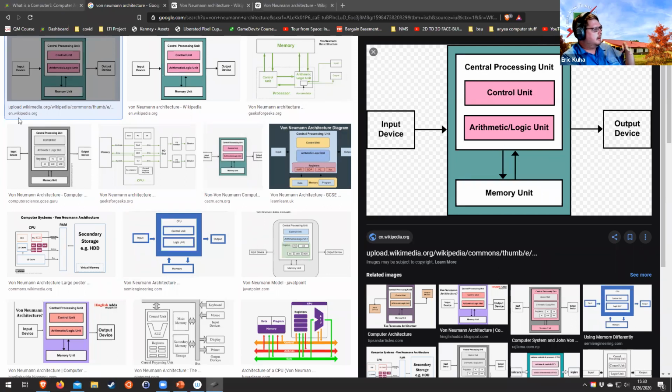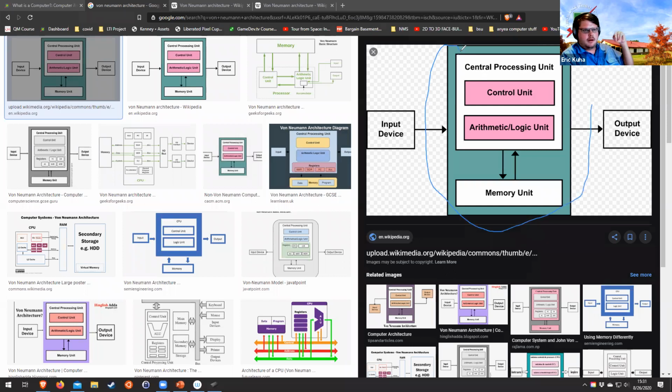Let me switch which monitor this is pointing to. Okay. And then in Zoom, I can actually annotate things. So this right here is the computer.